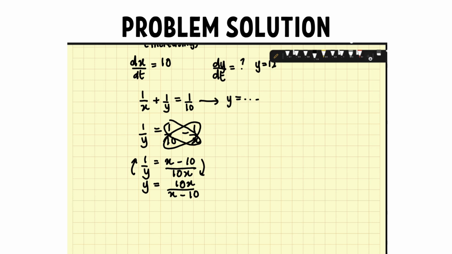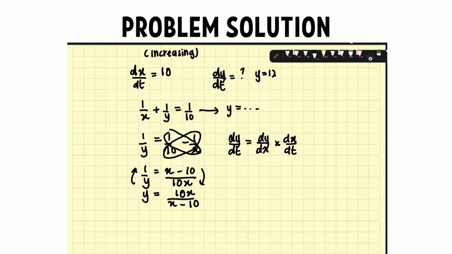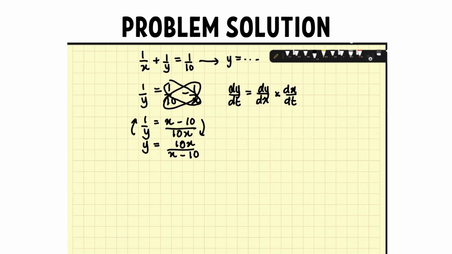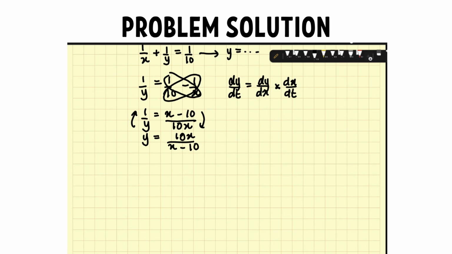And then when we want to find dy/dt, we will have to use the chain rule method, which is dy/dt is equal to dy/dx times dx/dt. The question already gives the value of dx/dt, which is 10, and then we just have to find the value of dy/dx. So we have to differentiate y in terms of x using the quotient rule method. So dy/dx is equal to (vu' minus uv') divided by v squared.